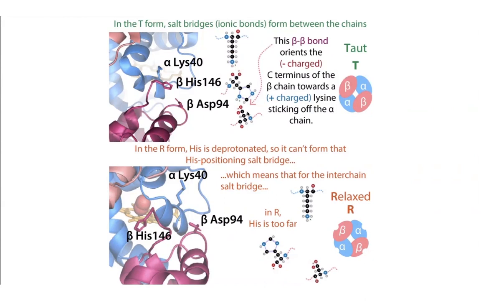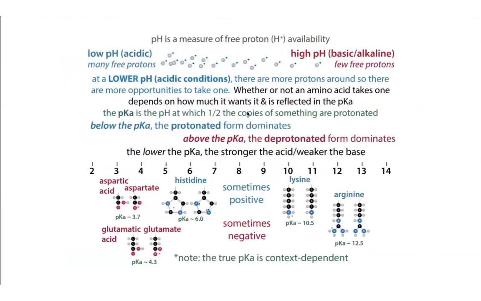But in order to form that salt bridge, that histidine has to be positively charged so that it can then interact with this aspartate to position that C terminus to interact with the lysine. So basically, in the T form, you can have these interactions form, but they depend on histidine being protonated. If histidine is not protonated, you can't form those stabilizing interactions between the chains, and so you end up in the relaxed form.